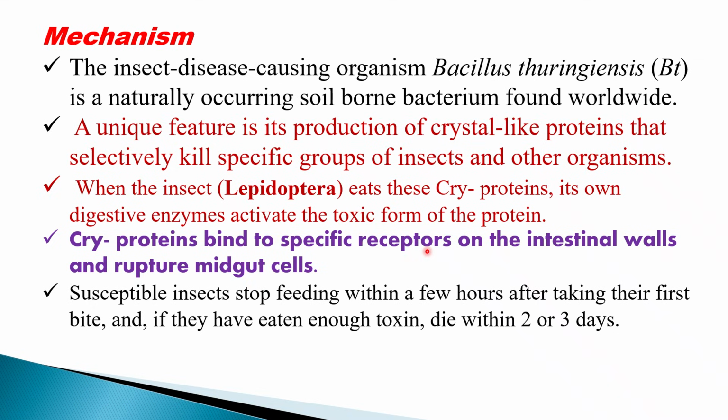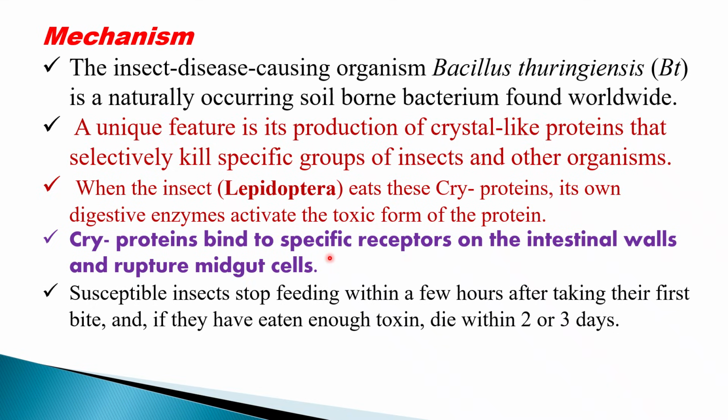It can be produced in the plant only, because you are going to transfer it. It is a transgenic BT cotton crop. So you introduce it there through Agrobacterium-mediated transformation of your vectors. Then that cry gene will be expressed as a protein, the cry protein. Its own digestive enzymes activate the toxic form of the protein. See, cry proteins bind to specific receptors on the intestinal walls and rupture the midgut cells. Then when the insect bites the plant, that protein enters the insect and ultimately creates toxicity in the insect.